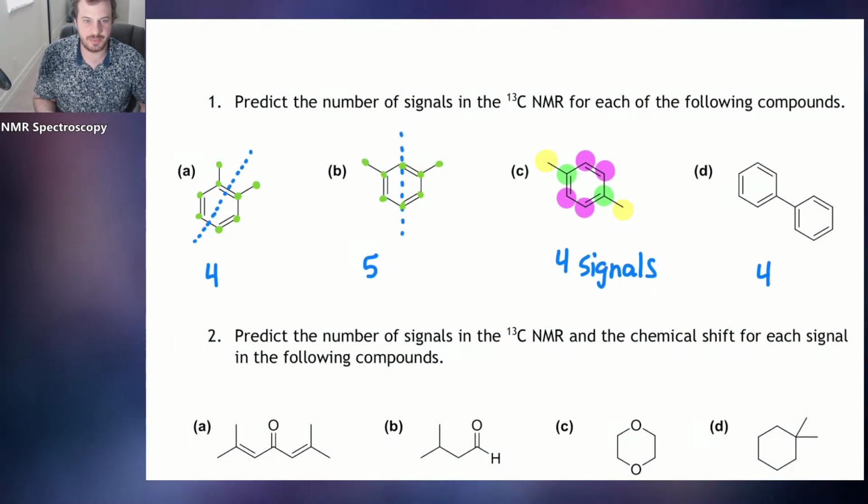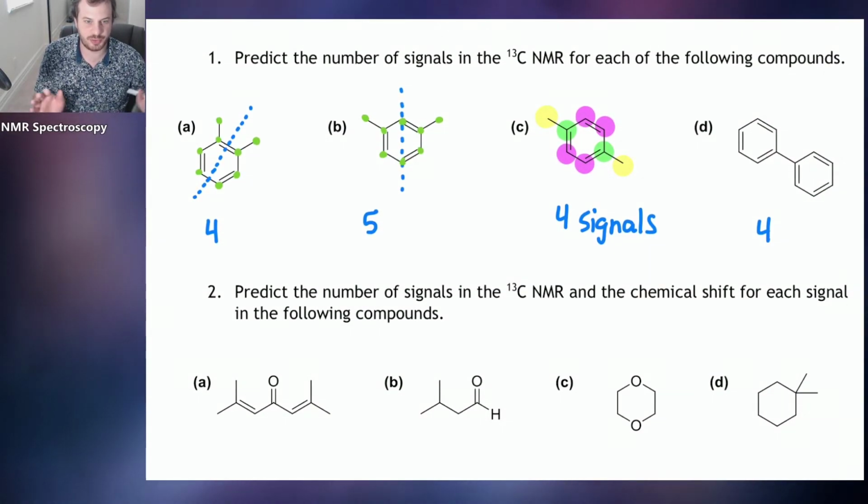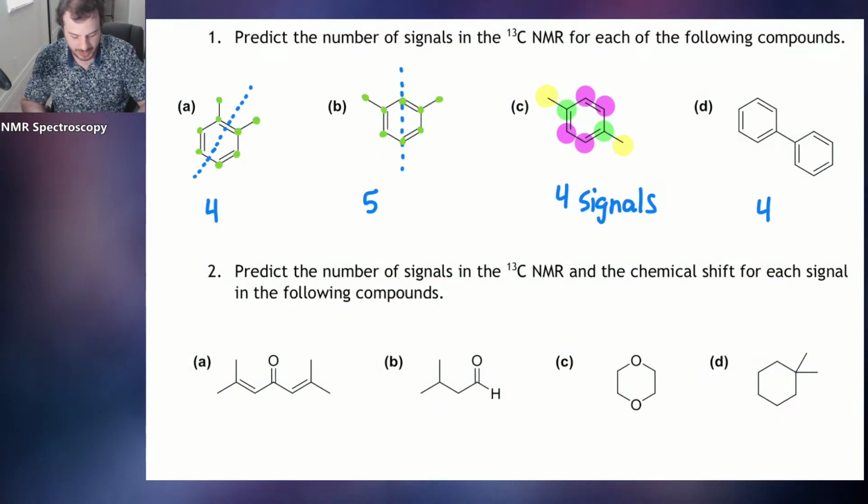Okay, 2 is a little bit like 1, but a little bit harder. It says predict the number of signals in the carbon NMR and the chemical shift for each signal in the following compounds. Okay, let's start in the middle and work our way out. So obviously, this carbon in the middle is unique. It's the carbonyl carbon. But then moving out from that, we have 2 equivalent carbons. These 2 are the same because of symmetry. And then we have these 2 are the same because of symmetry.